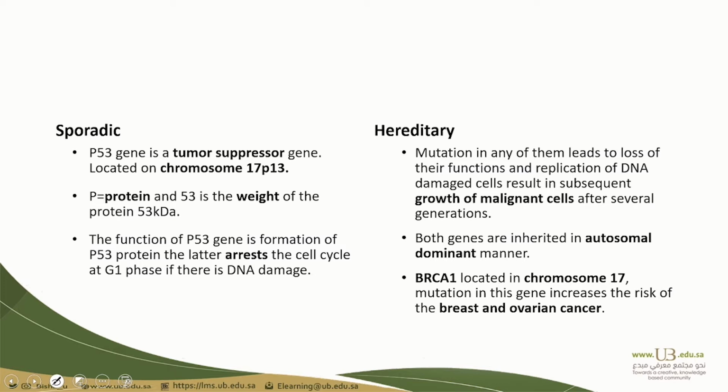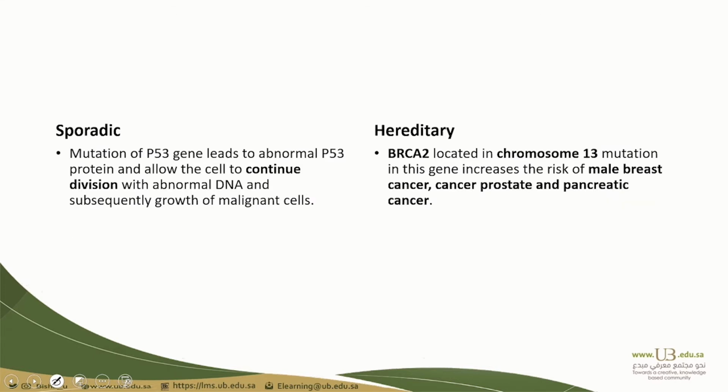BRCA1 is located on chromosome 17. Mutation in this gene increases the risk of breast and ovarian cancer. BRCA2 is located on chromosome 13. Mutation in this gene increases the risk of male breast cancer, prostate cancer, and pancreatic cancer.